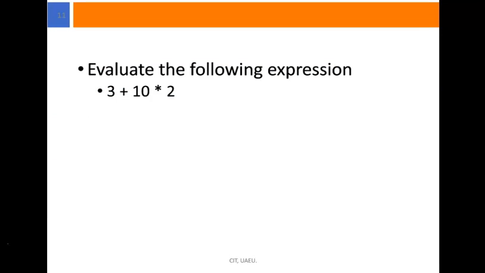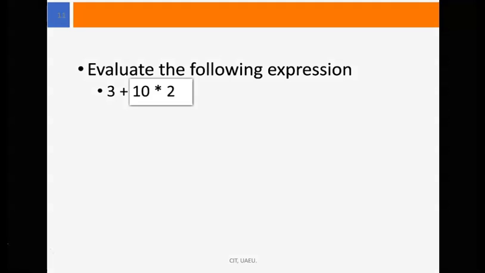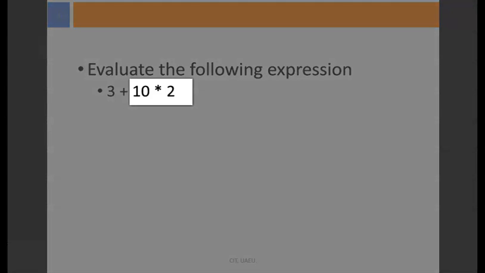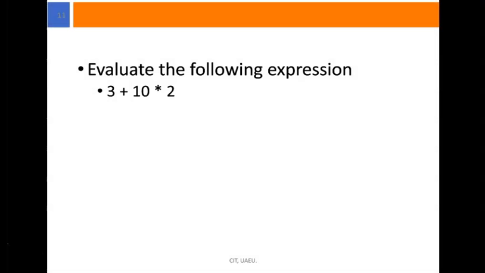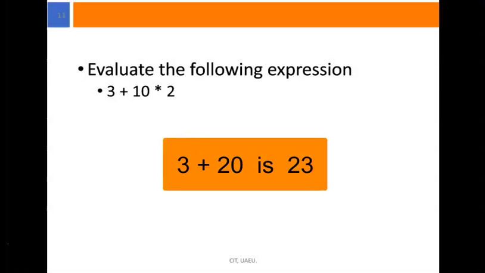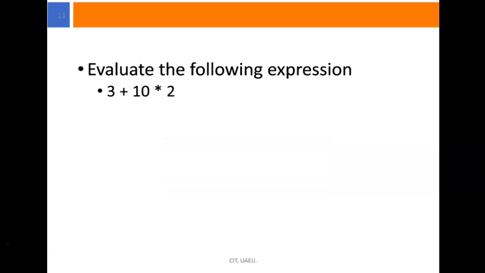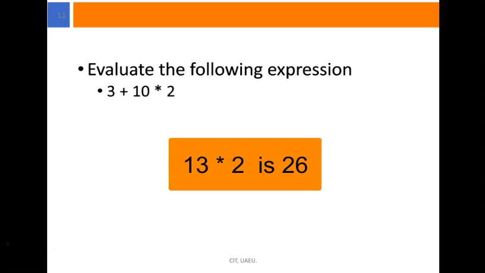Okay, when you have more than one operation in the same expression, like this one, 3 plus 10 times 2, some of you might recognize that the multiplication has to be evaluated first. So the result of this will be 23, because we multiply 10 by 2 first and then add 3 to it. Some of you might have thought that the result would be 26, by adding 3 to 10 first, which gives you 13, and then you multiply it by 2.